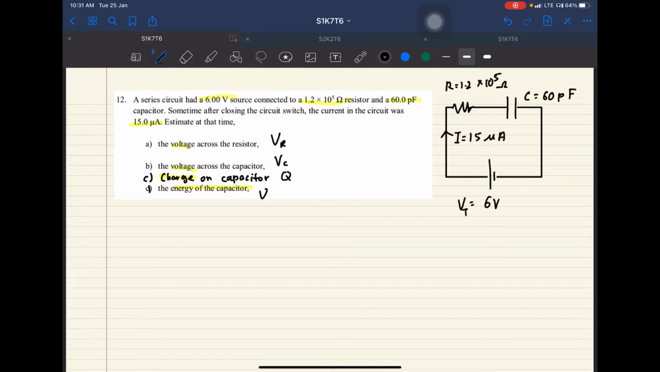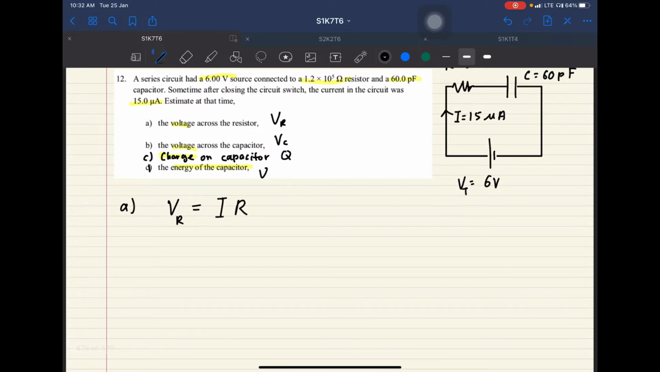So the first question, they want to find the voltage across the resistor. From the diagram that I drew over here, you can see that the current given is equal to 15 microampere. Since there is no junction, all of this is in series, so the current on each component would be 15 microamp. The same current passes through the resistor and the same current will pass through the capacitor. So if I want to calculate VR, I can use V equals IR. This is from Ohm's law. But then for VR, I need to substitute I and R.